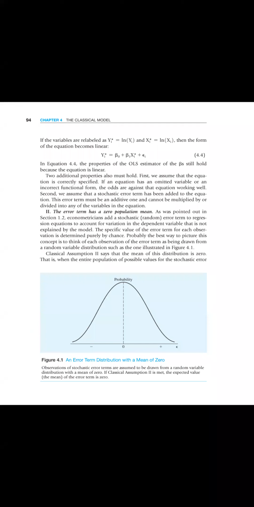Probability, the best way to picture this concept is to think of each observation of the error term as being drawn from a random variable distribution, such as this one here, right? So assumption number 2 says that the mean of the distribution is 0. That is, when the entire population of possible values of the stochastic error term is considered, the average value of that population is going to be 0, right? So this is very important there. So we are assuming a population mean of 0.